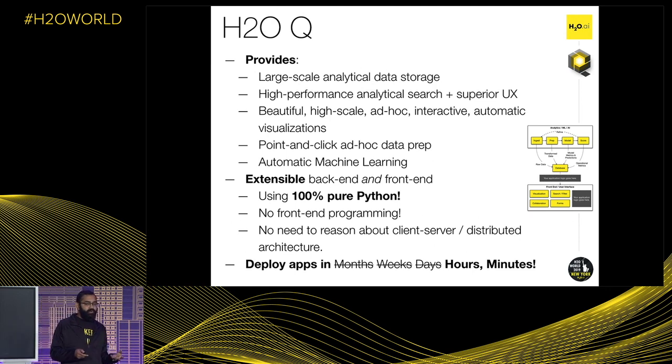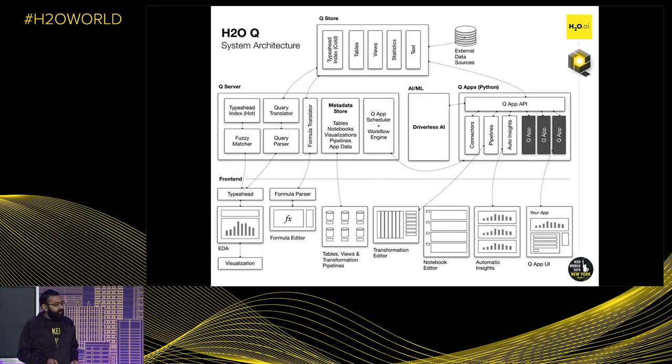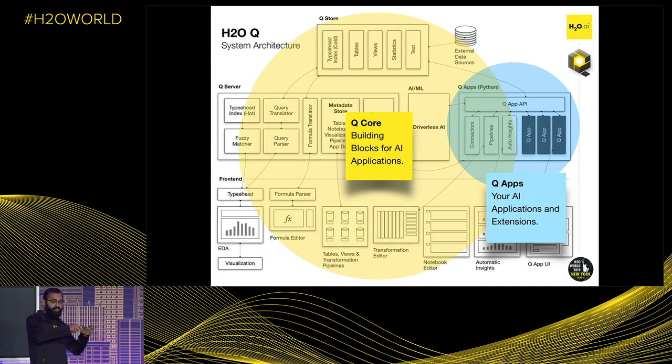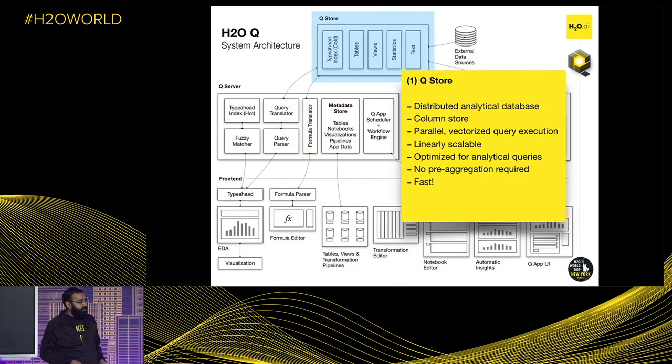And so what we're trying to do here is ask if building predictive applications should take months, weeks, or days, or can it be done in hours and minutes? And this is what the system architecture of Q looks like. We have a Q core, which is the 5 building blocks that I just talked about. And then there is Q apps, which is your extensions to Q and your AI applications that ship with Q.